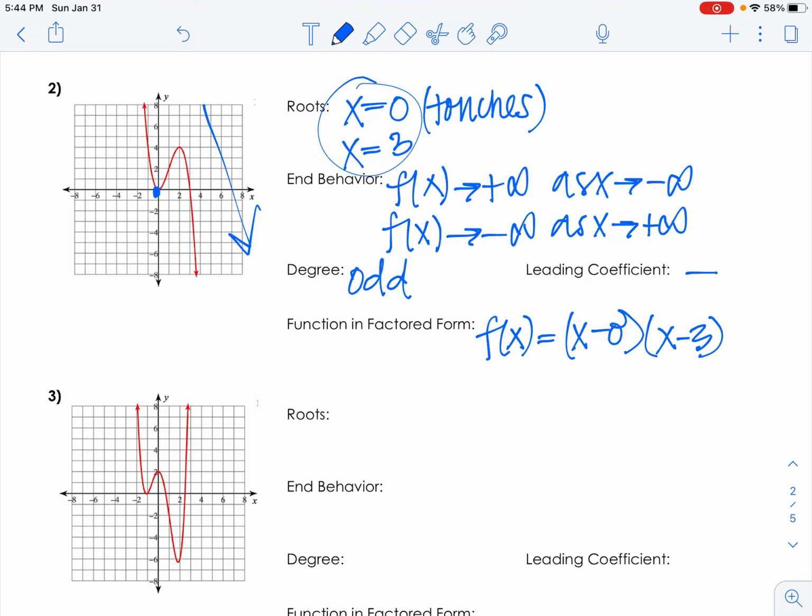But remember, at x equals 0, my graph just touched. That means I have to have an exponent of 2 with that solution of 0, so that now I have 2 roots there, 1 here, so that is an odd total number of roots, which makes my degree odd.